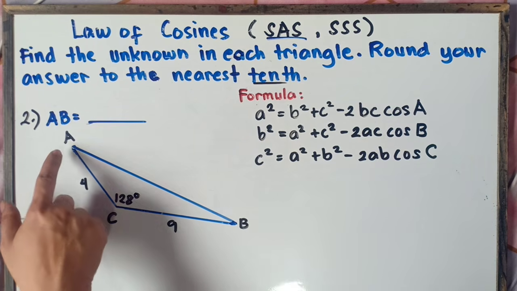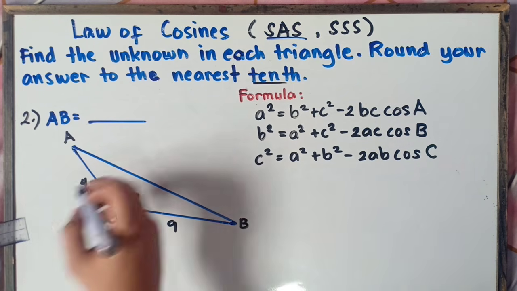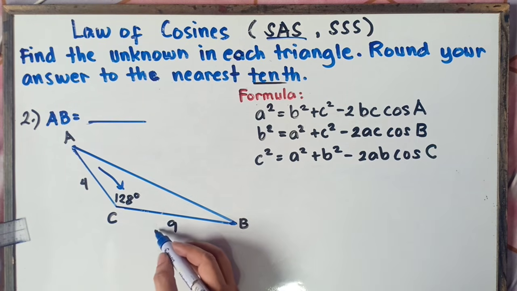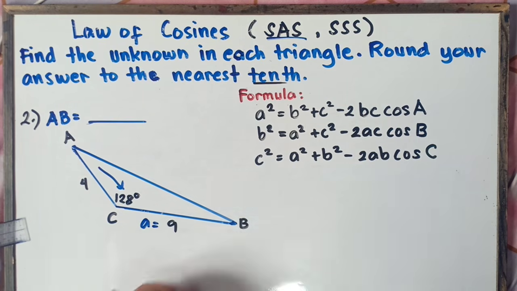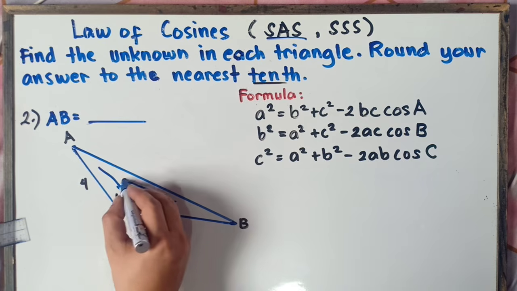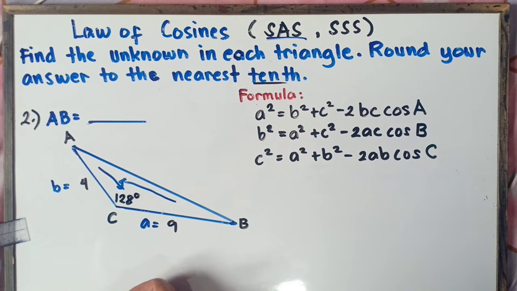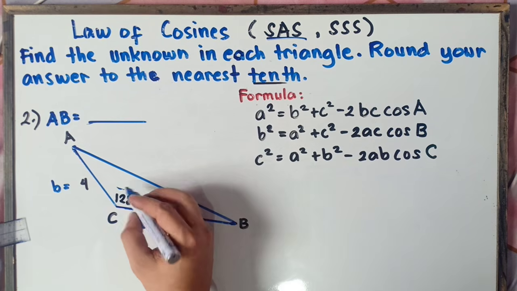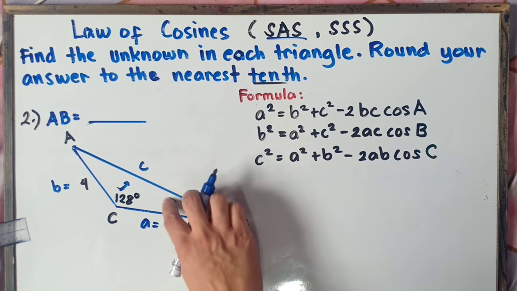Once again, if this is your angle A, opposite of angle A, that would be side A. So this will be small a, and a is equivalent to 9. If this is your angle B, opposite of angle B, that would be side B. And then opposite of angle C, that would be side C.